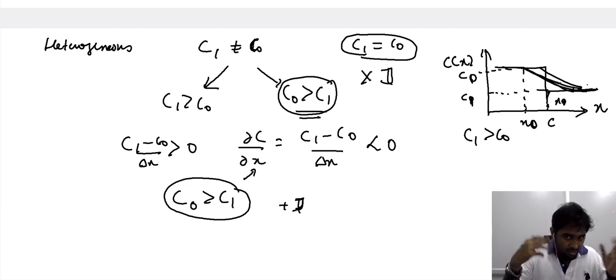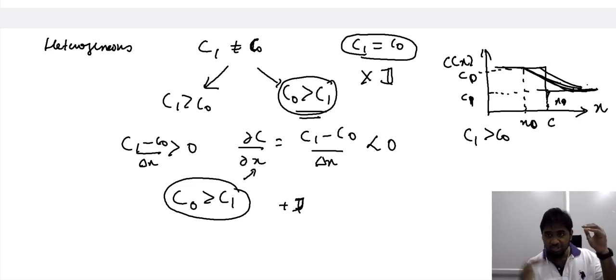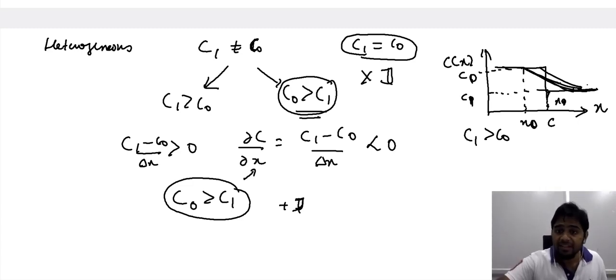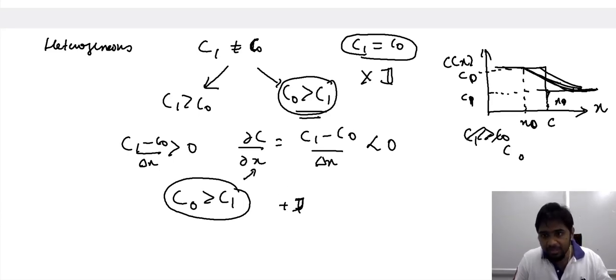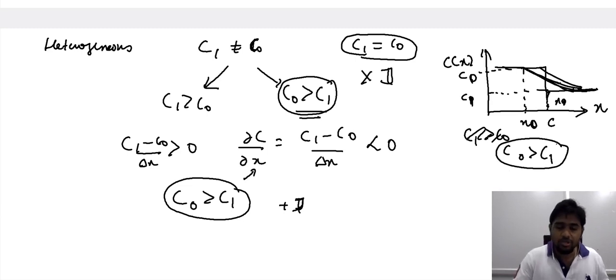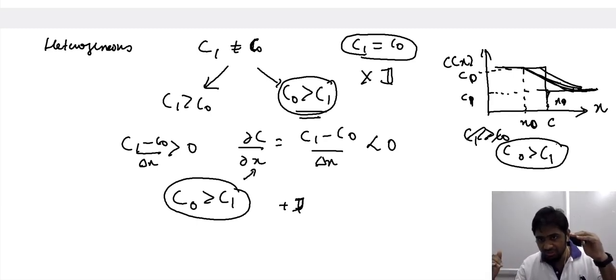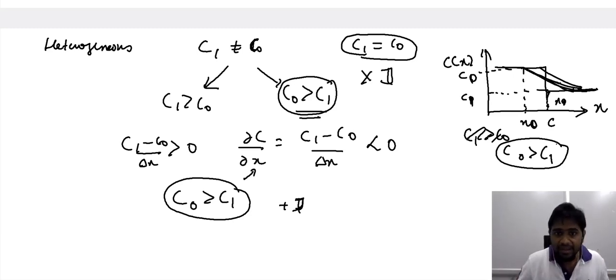So what Fick's law states is a flux that moves from a higher concentration to the lower concentration, and that is only possible when C0 is greater than C1. So Fick's first law talks about the flux that occurs from a higher concentration region to the lower concentration region. When you consider the partial derivative of it, like we have seen here, it will be a negative value.